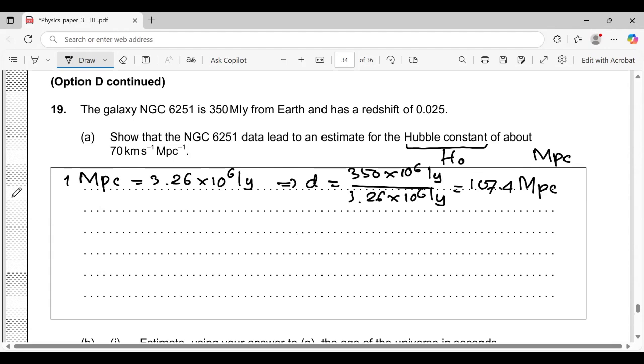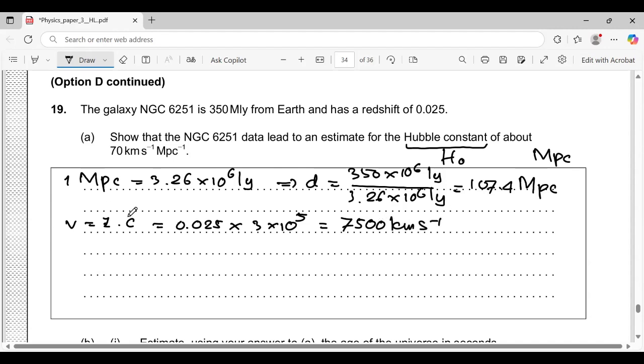Wow. And the second step is estimate the recessional velocity using redshift, v equals z times c. For c, I would like to use the speed of light in kilometers. So it becomes 0.025 times 3 times 10 to the power 5 kilometers per second. This one is going to be 7,500 kilometers per second.